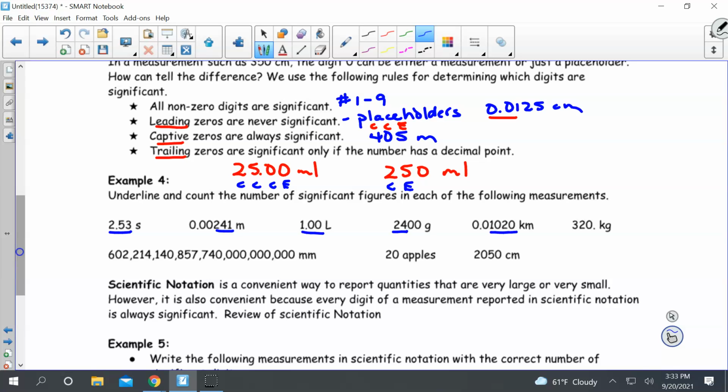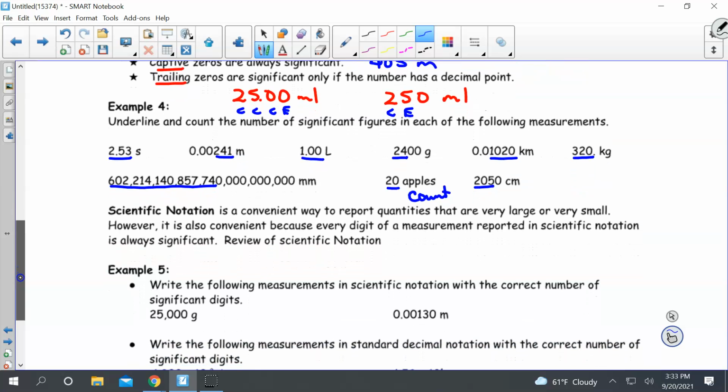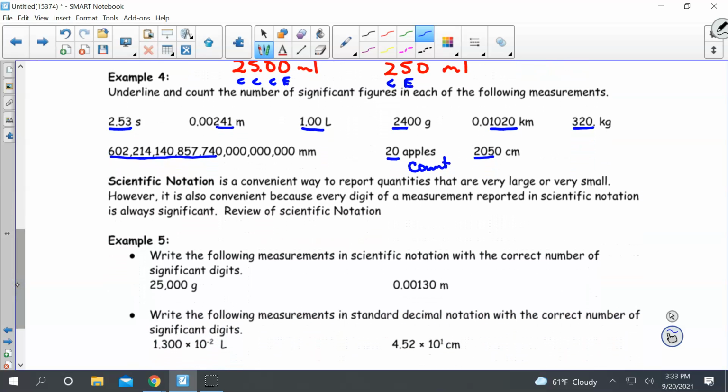We have different types of zeros. Sometimes we have, like in this one, leading, trailing, and captive. This is a count. Remember, a count has no uncertainty, so everything counts. And then this one right there, there's no decimal in this number, so it's everything in front of that final 4.